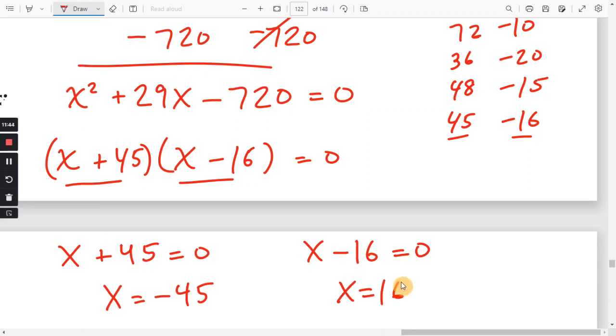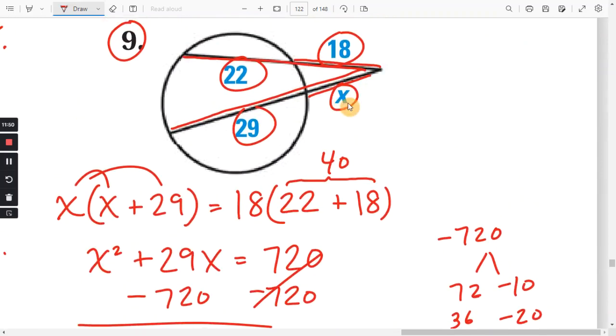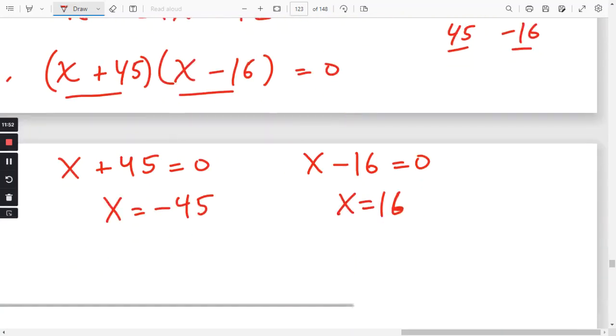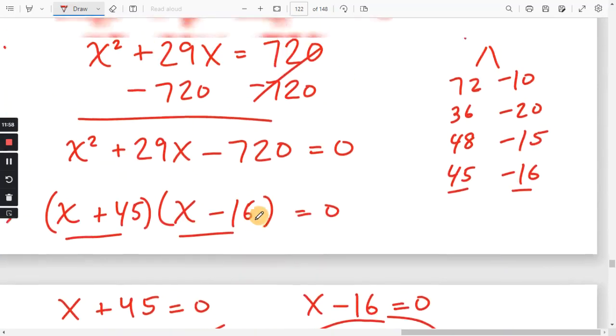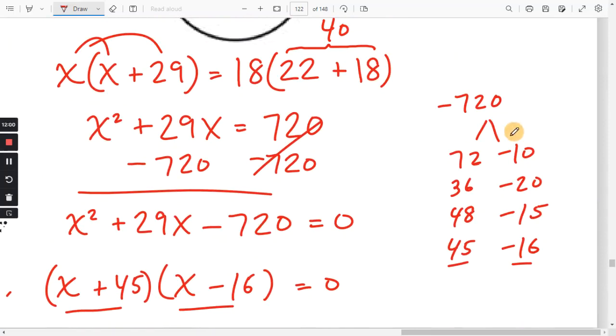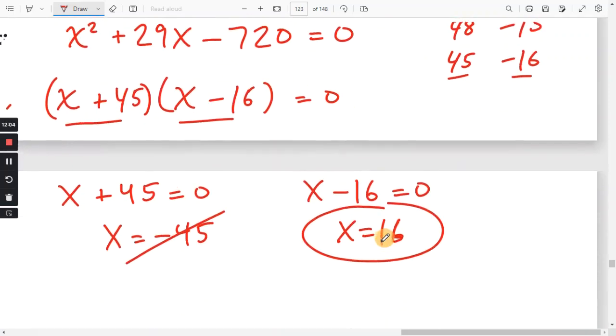I'm thinking the negative one will be thrown out because x is a length. Okay, so we can't use the negative one. X is 16. All right, so unlike last time, I just tried to keep factoring. And I actually got it.